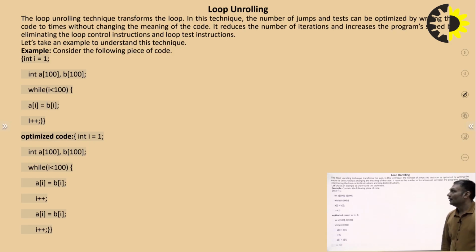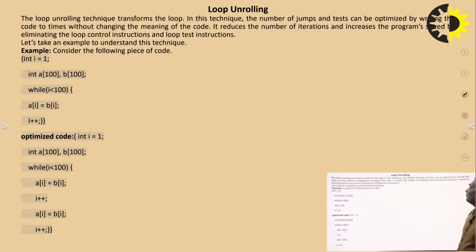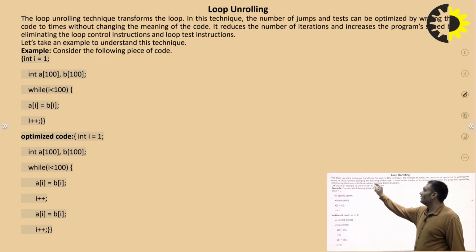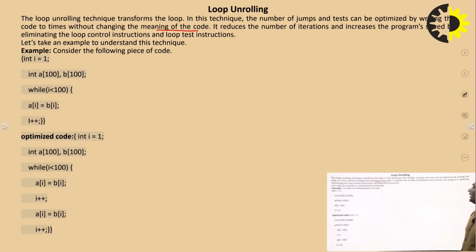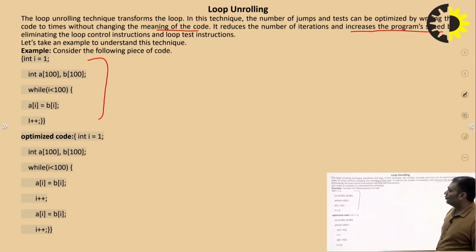Loop unrolling. Loop unrolling is a technique that transforms the loop, and in this technique, the number of jumps and tests can be optimized by writing the code without changing the meaning of the code. It reduces the number of iterations and increases the program speed by eliminating loop control instructions and loop test instructions. So how can we do this? In this example, we will see how we can perform loop unrolling.